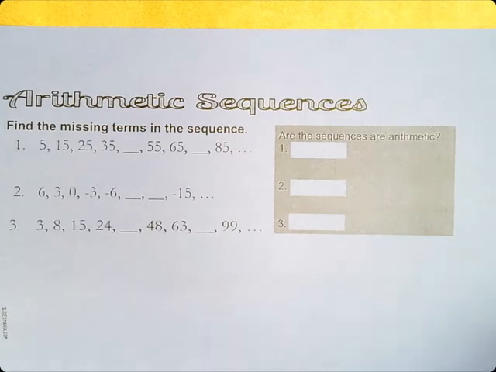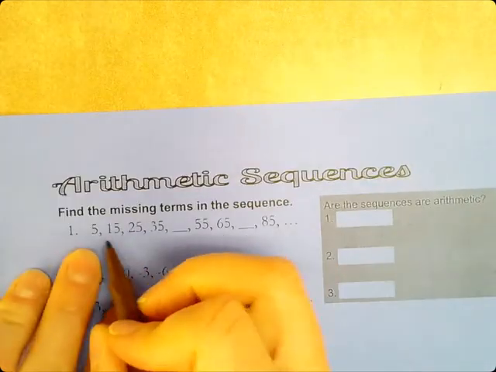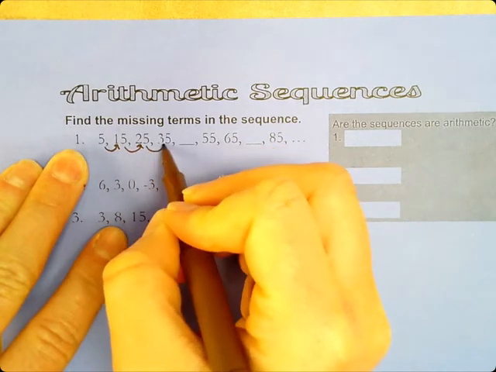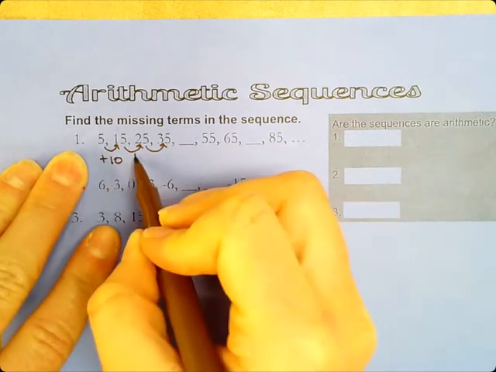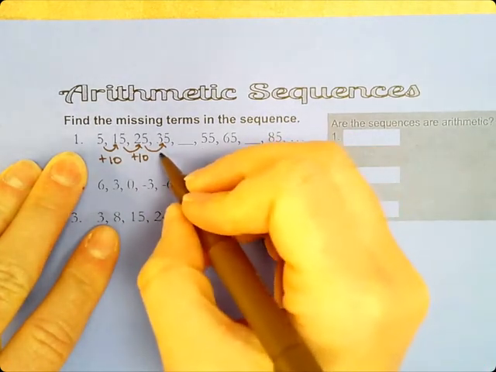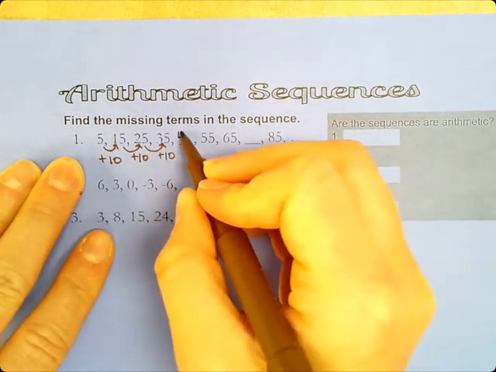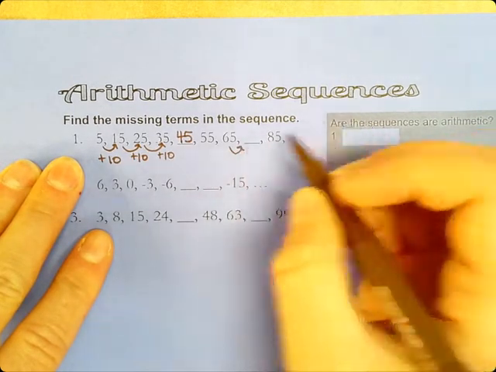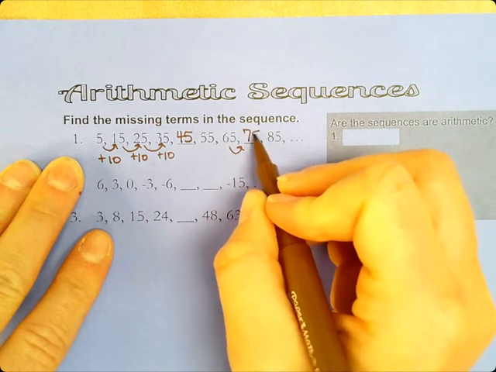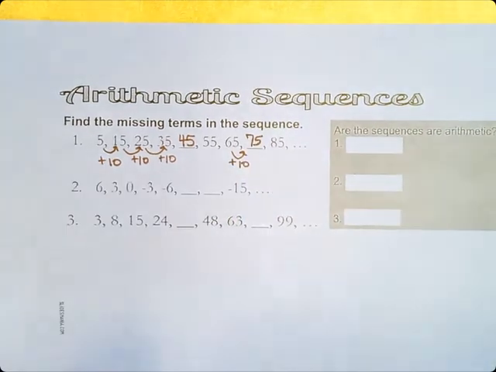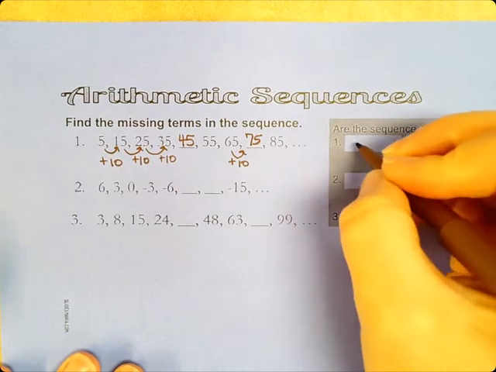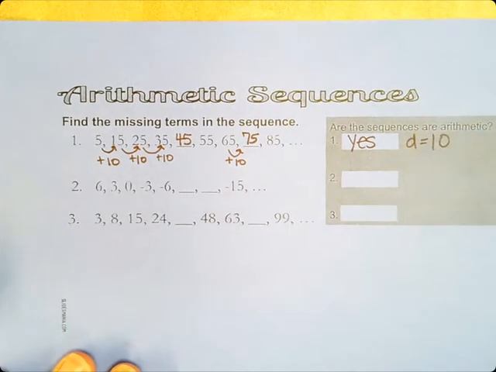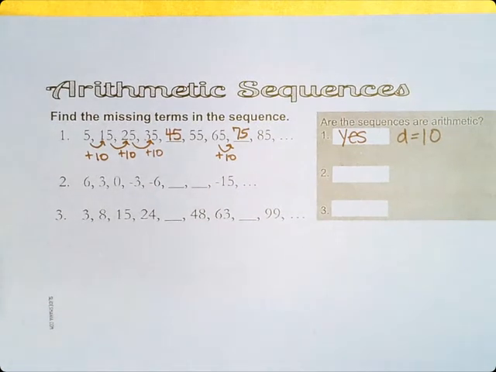So let's look at our sequence. So let's look at the first one. What is the common difference? 5 or 10, I mean. Plus 10. So then if that's the case, then our next term would be 45. Then what's our next term on there? The missing 75. Good. Is this arithmetic? Yes. Yeah, because it follows a common difference. D equals 10. It's adding 10.